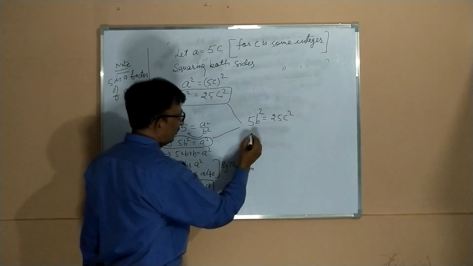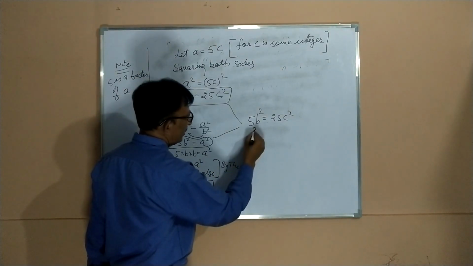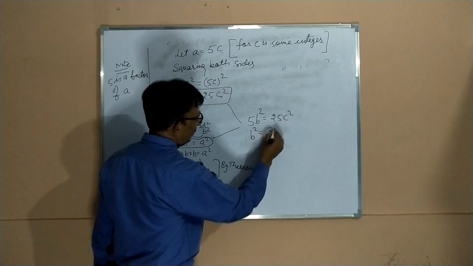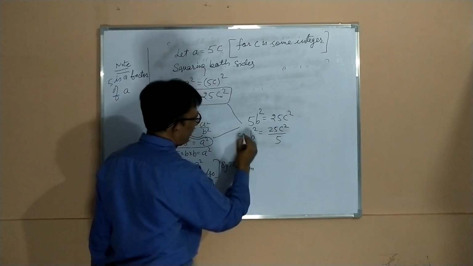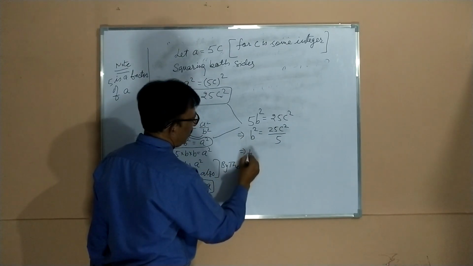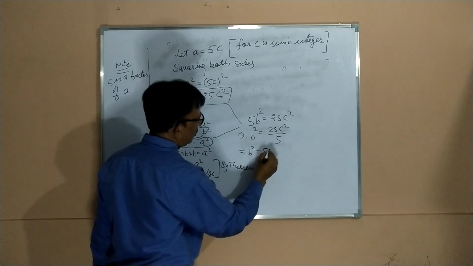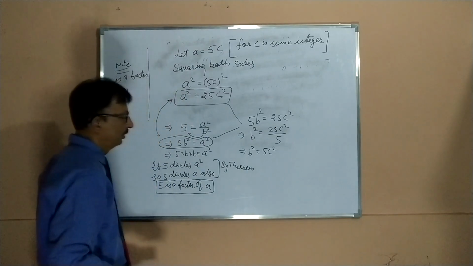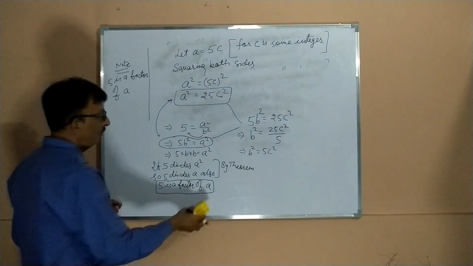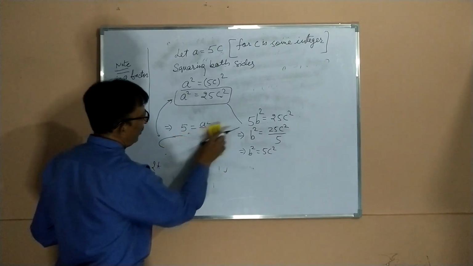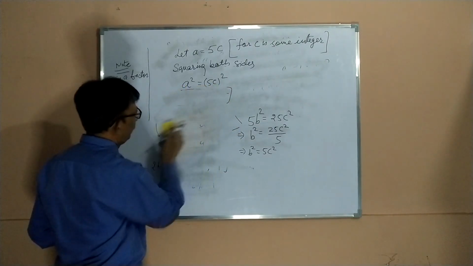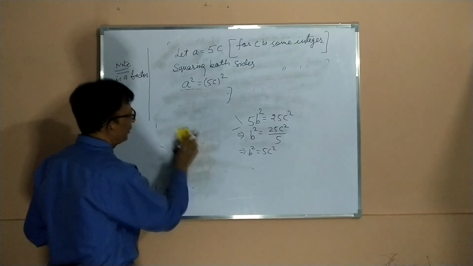Transpose this 5 from here. b square is equal to 25c square upon 5. This gives us b square is equal to 5c square. Understood? Okay then. Now we are having one important property of this one. Again the same thing by theorem we studied.